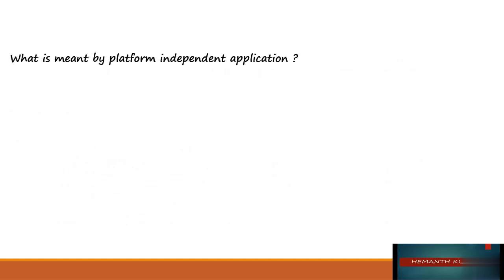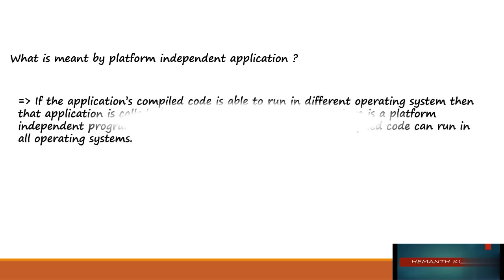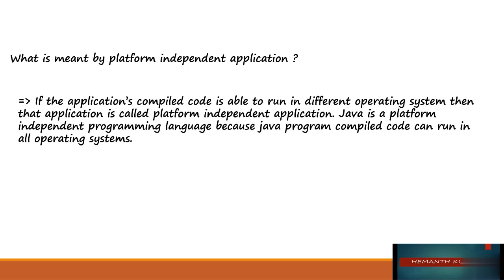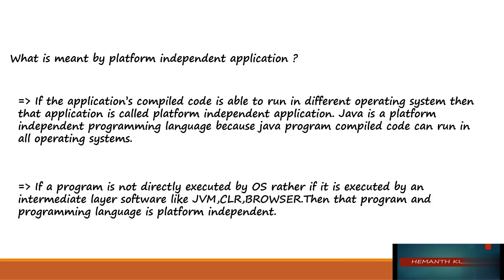What is meant by a platform independent application? If the application's compiled code is able to run in different operating systems, then that application is called a platform independent application. Java is a platform independent programming language because Java program compiled code can run in all operating systems. If a program is not directly executed by the OS, but rather by an intermediate layer software like JVM, CLR, or a browser, then that program and programming language is called platform independent.